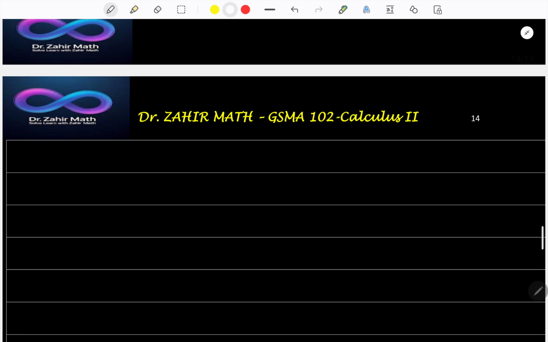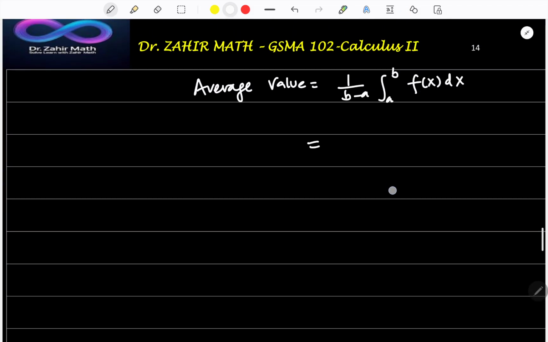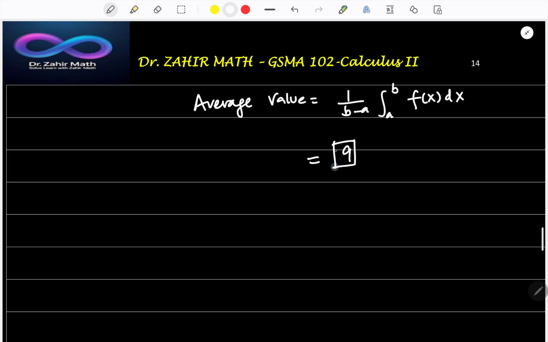Right. Now we need to find the average value. How to find the average value? I told you already. So you have to write the formula 1 divided by b minus a integral a to b f of x dx, which is going to become your average value. Keep in your mind, this is your average value. You can write it directly. Your answer is 9. Because the above integral is there. Got it?